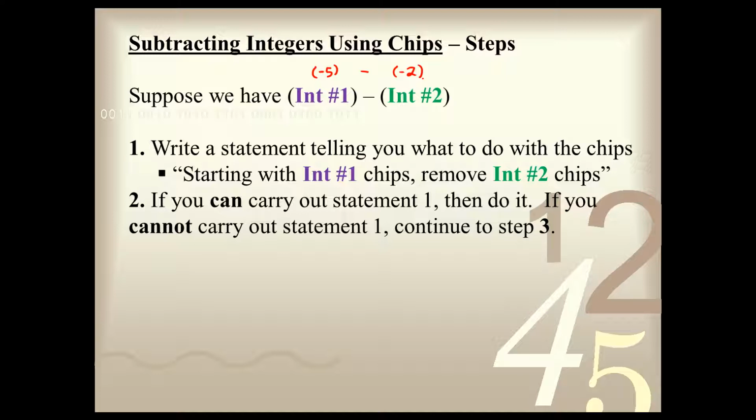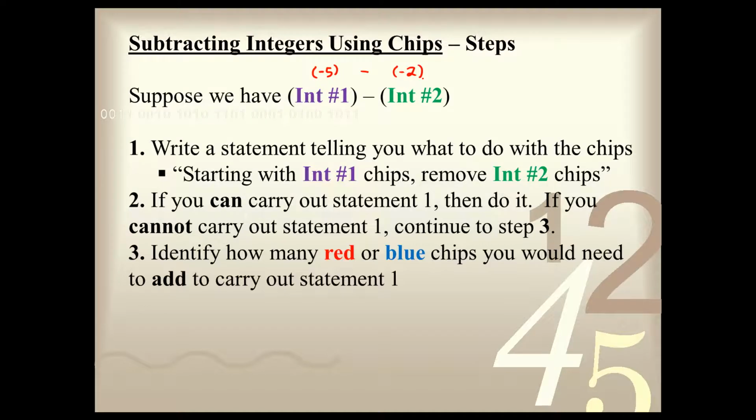Step 2, if you can actually carry out the statement, then go ahead and do it. With some of the problems, you can simply remove the number of chips right away. And if you can, you're done. You don't have to do anything else. You don't need to worry about the zero pairs. The time when you need to worry about the zero pairs is if you cannot carry out the statement. Usually the reason you can't is because the statement will tell you to remove red chips, but you don't have any red chips. So that's when you know you're going to need to deal with the zero pairs.